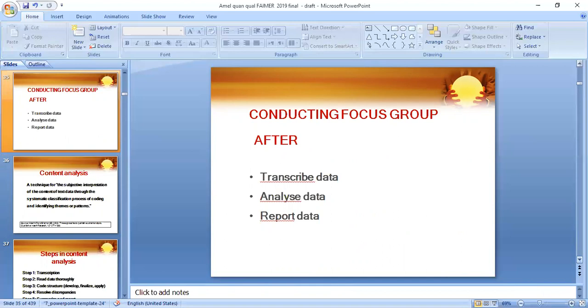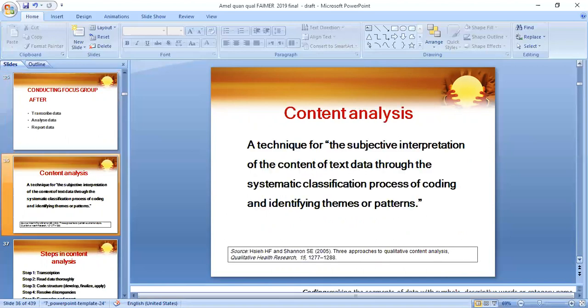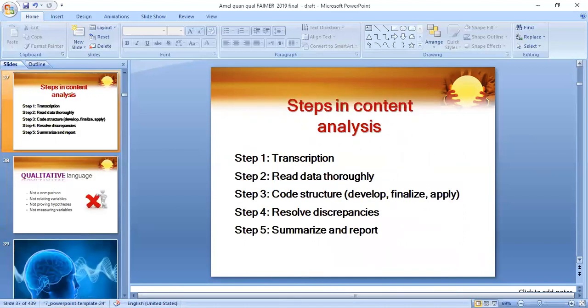After that, we have to analyze the data. For analyzing the data, this is called content analysis, which is a technique for the subjective interpretation of the content of text data through systematic classification process of coding and identifying themes or patterns. There are 5 steps of content analysis.